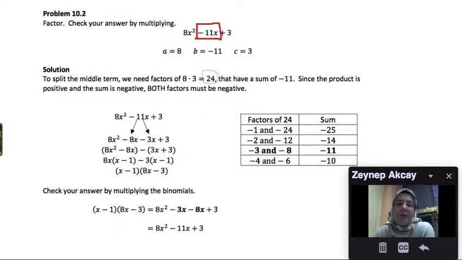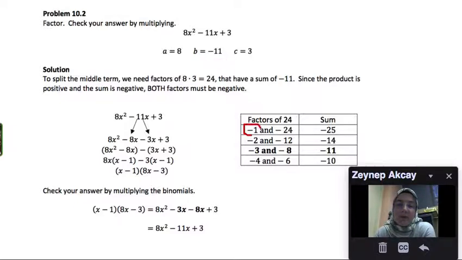Okay, so be careful. Realize that the middle coefficient is negative. So the 2 factors of 24 should add up to a negative number. Since the product is positive, but their sum should be negative, both of these numbers should be negative. So we will look for 2 negative factors of 24, whose sum will be negative 11. So start with the smallest number, which is negative 1.